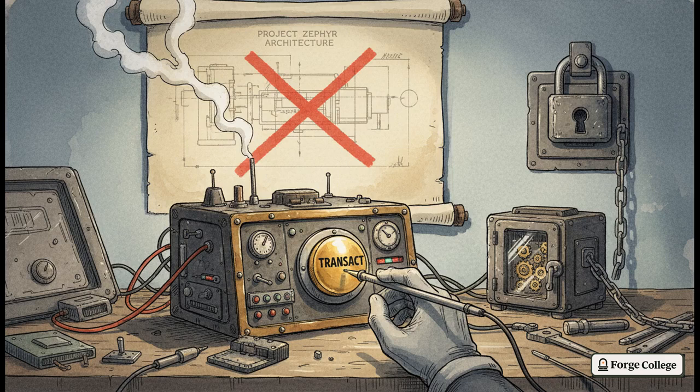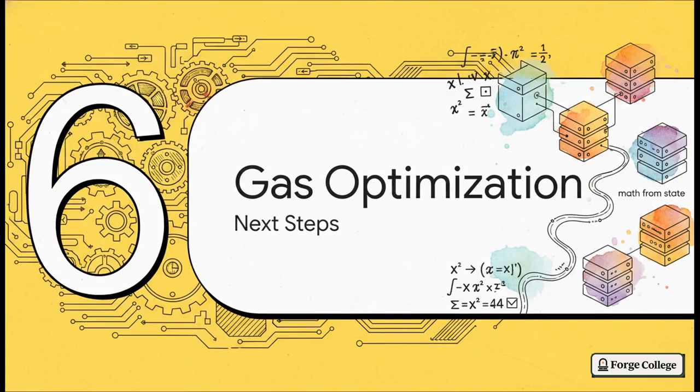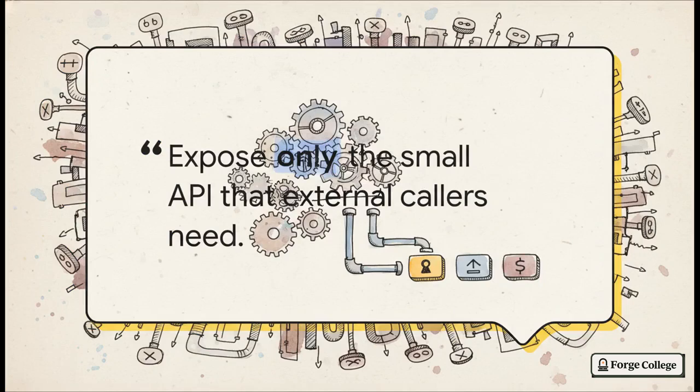Okay, let's move to our final topic. Part 6, preparing for gas optimization. What are our next steps? So you might be wondering, why did we go through all the trouble of organizing this blueprint? Why separate the math from the state? Well, it all comes down to this golden rule. Expose only the small API that external callers need.